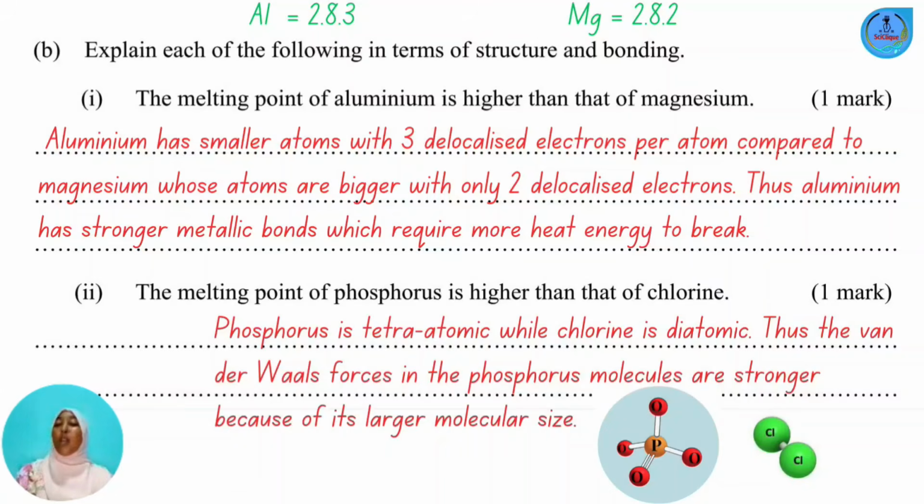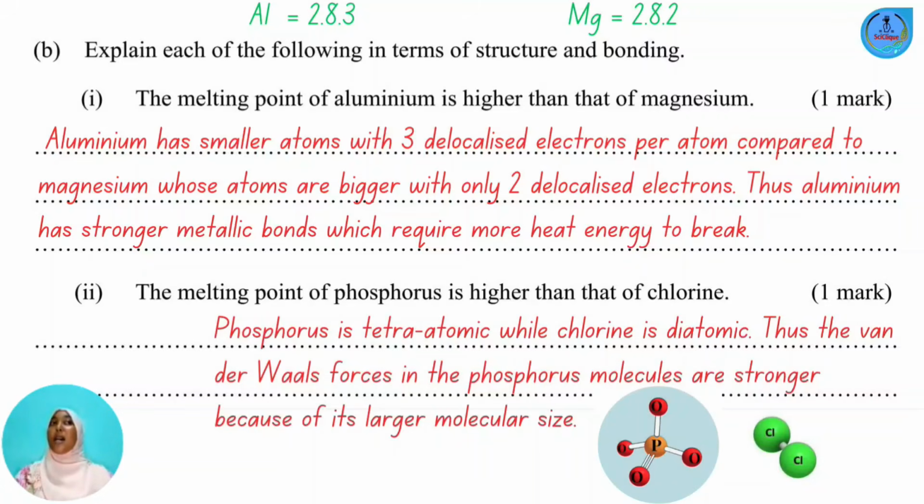That means the molecule of chlorine consists of 2 chlorine atoms covalently bonded to one another. Phosphorus, on the other hand, is going to have a molecule that is tetraatomic. This means that the molecule is going to have 4 phosphorus atoms covalently bonded to one another.